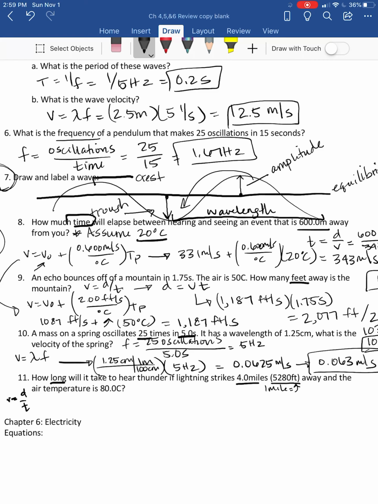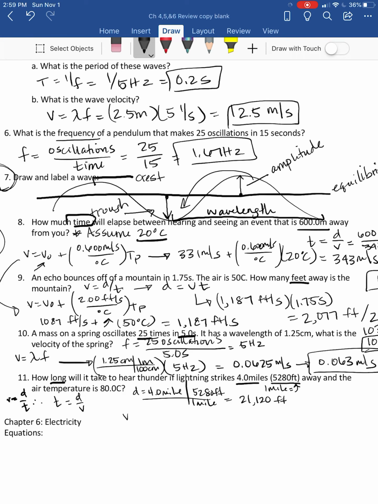So velocity is distance divided by time. If we rearrange that, time is equal to distance divided by velocity. So first, we've got to convert this 4 miles over into feet. So 4 miles. For every 1 mile, there's 5,280 feet. I don't know why I wrote it like that. That was confusing. So that's 21,120 feet is the total distance.